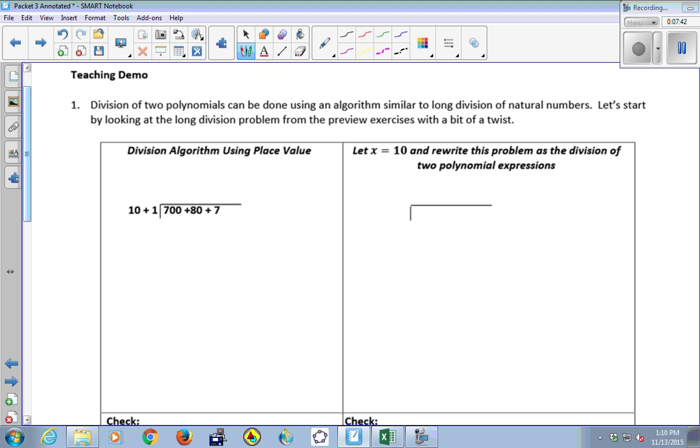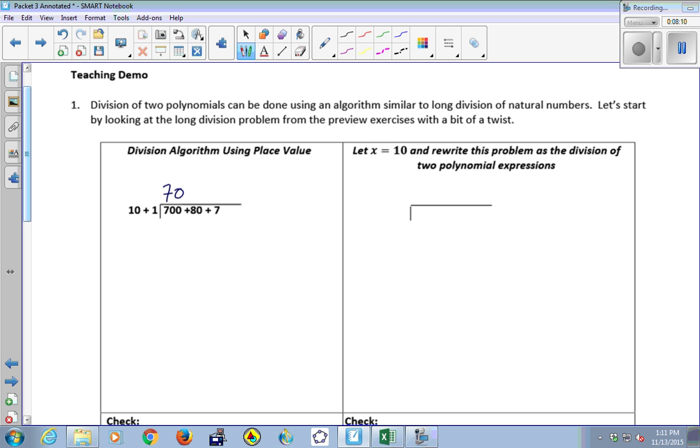And so I'm going to do a similar thing that I did before. I said, does 11 go into 7? That was my first question. In this case, we're going to look and see how many 10s go into 700. How many 10s go into 700? 70, yep. Okay, and then I have to multiply 70 times this 11, right?